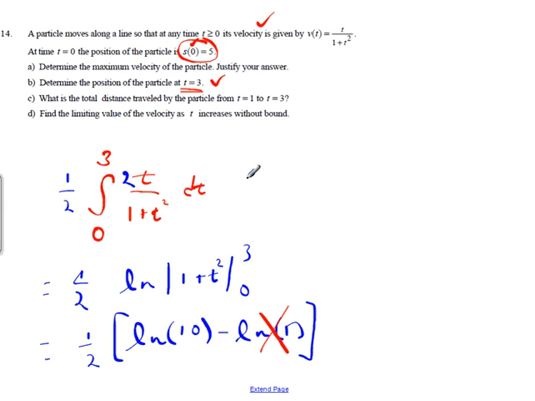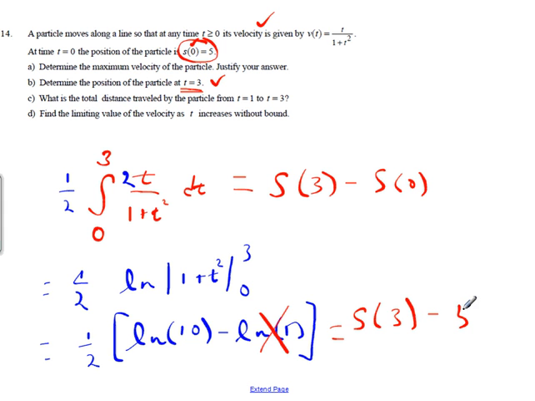And then the key thing here, the really critical idea, is to relate this to the fundamental theorem of calculus, which says that this equals the position at 3 minus the position at 0. That this definite integral that we just evaluated was the change in position from 0 to 3. Fundamental theorem of calculus. So this equals s of 3, which is what we're looking for, minus s of 0, which was given to us. It's 5.